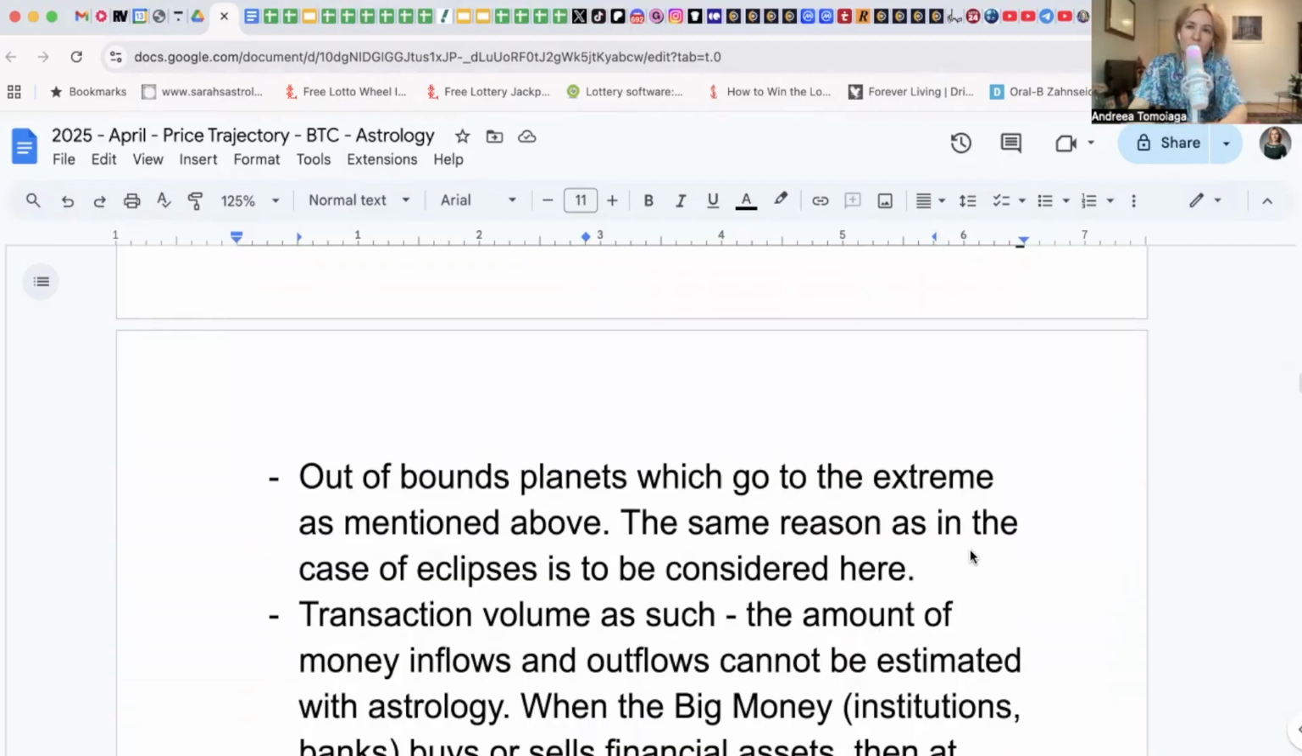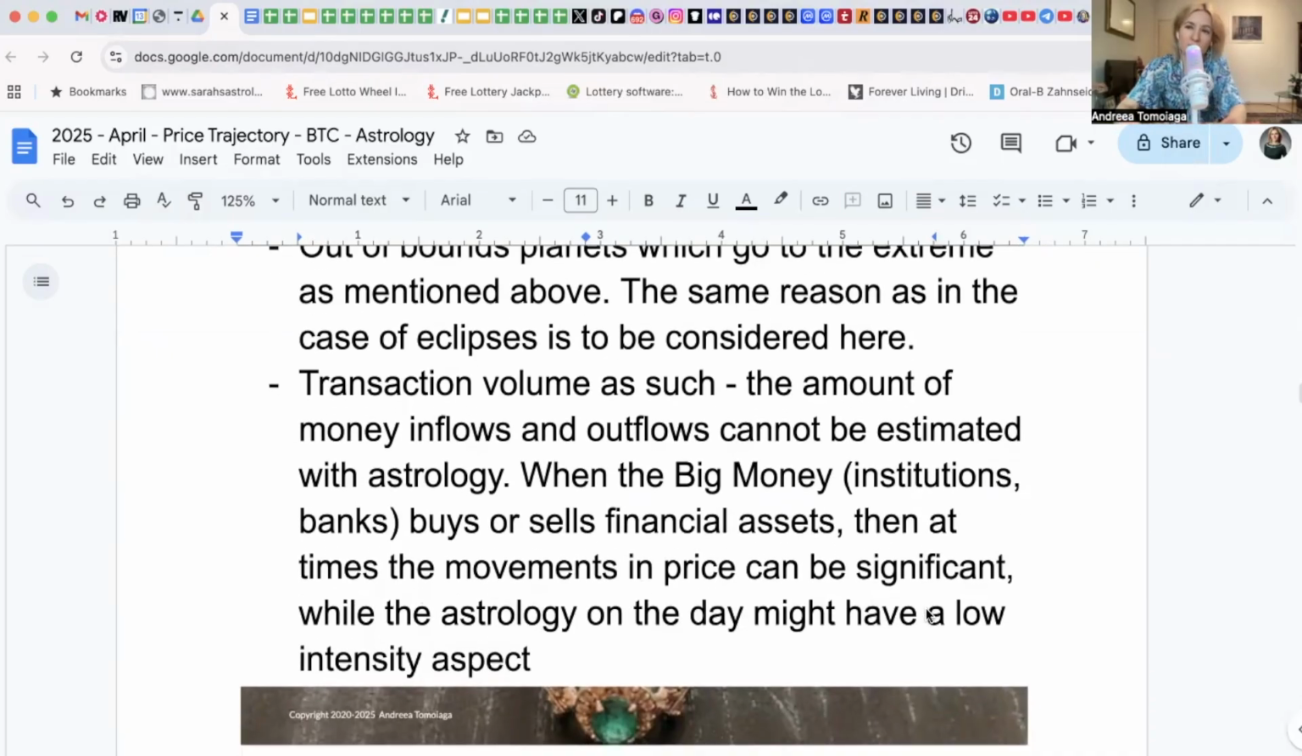Now, also this is a possibility to see the volume, in my opinion, in a lot of cases. I noticed, especially lately, that when we have out of bounds planets, we can go to extremes. So even an aspect that is low intensity can really instill a big move in price due to volume that is pretty significant on that day. And it is really a point that we need to take into account as an exception.